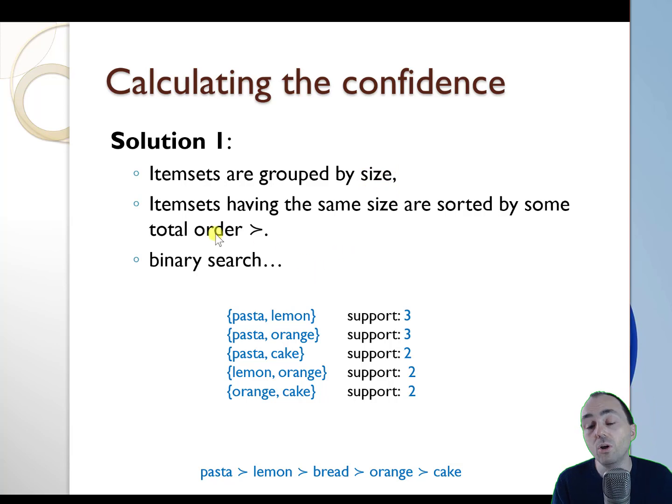And also, you could sort the items by some order, like the alphabetical order, and use the binary search and so on. So here I will not go into details, but this is one way if you want to search quickly for the item sets, if you have already all the frequent item sets and you want to find quickly what their support is. There are other ways, but I will not explain today.